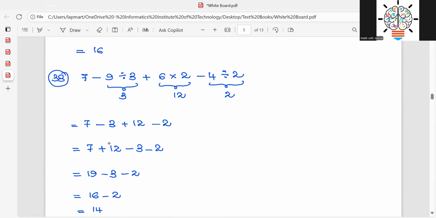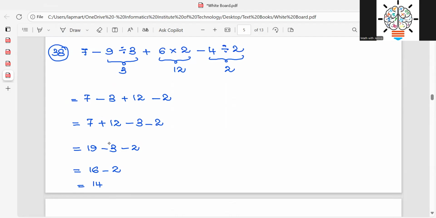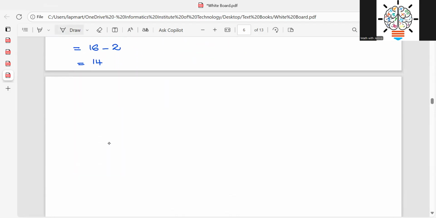See whether you have got the answers like this, children. Right? So first you want to do the division, then only you can move to the multiplication. So then addition and the subtraction. The answer is 14. So then the question number 39.